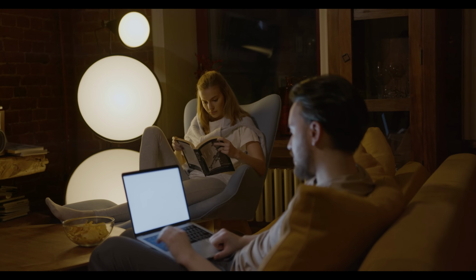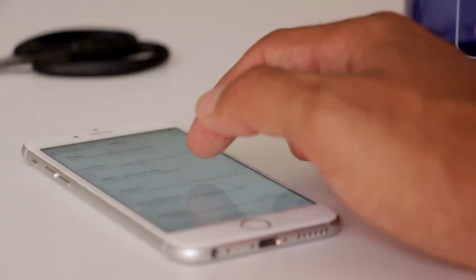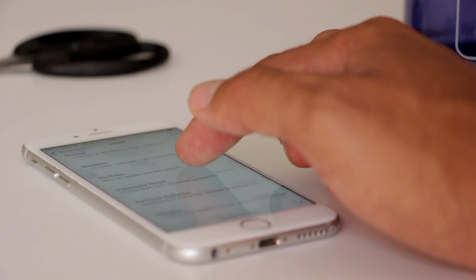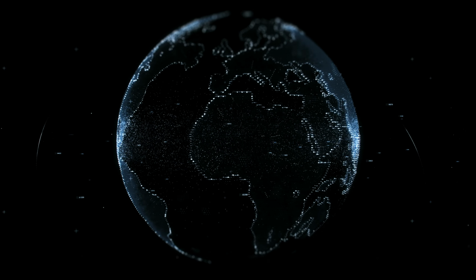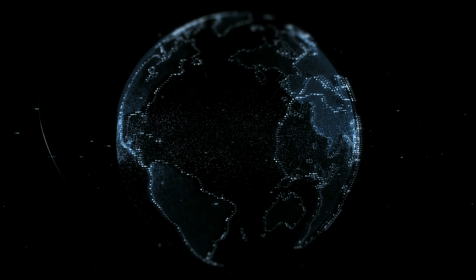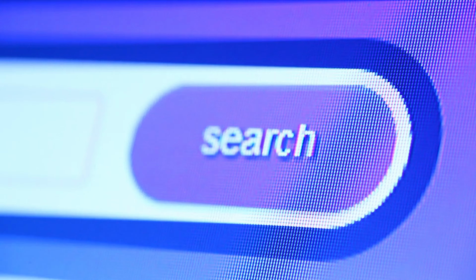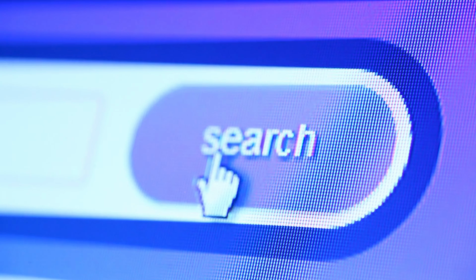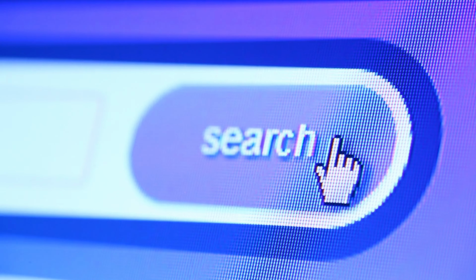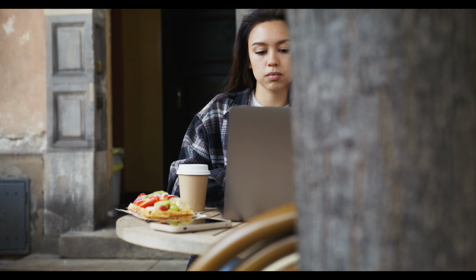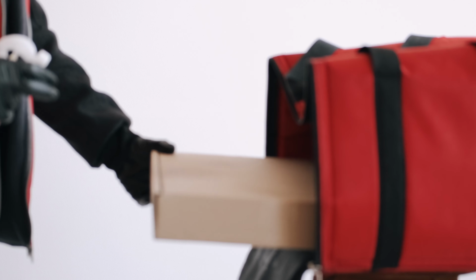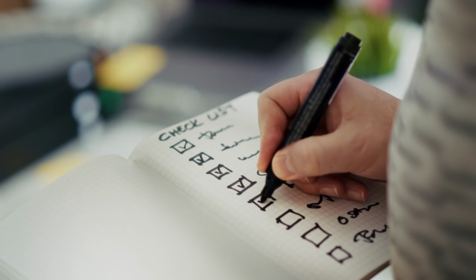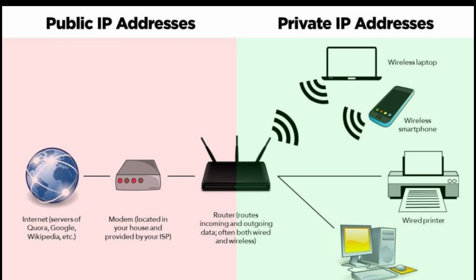Second, it helps route traffic. When you send a message or load a website, the data has to know exactly where to go and where it came from. Your IP address makes sure that the data leaves the right device and comes back to the right device. For instance, think about ordering food. You give the restaurant your home address and they deliver the food directly to your door. Without an IP address, your data wouldn't know where to go. So that's really the role: identification and delivery.